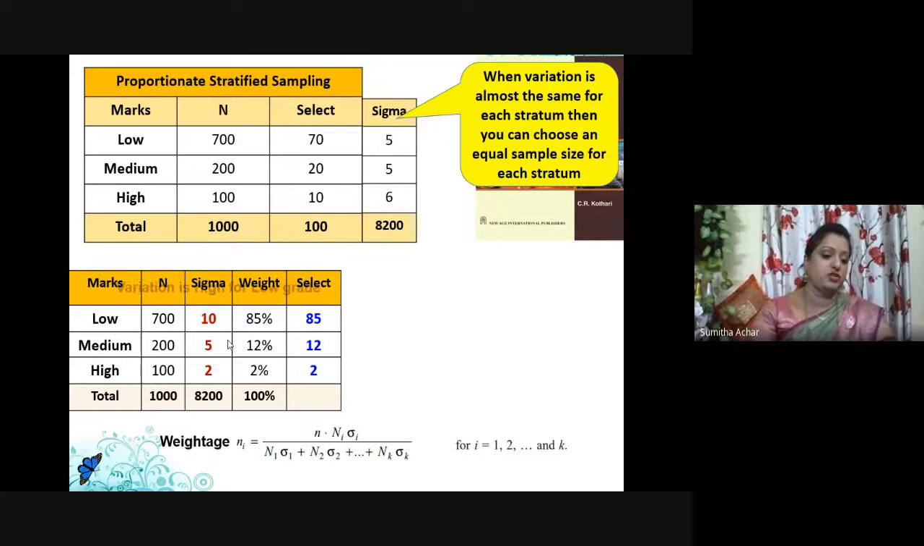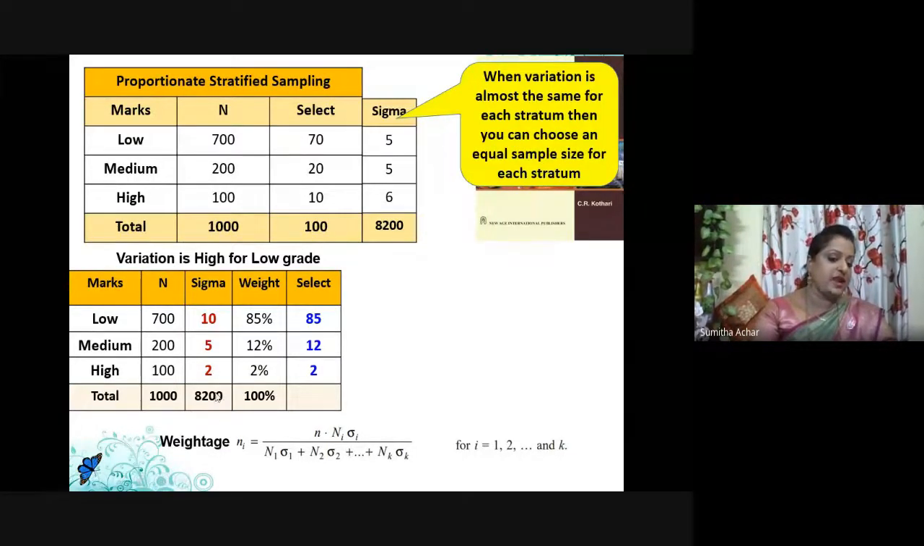So what you're supposed to do is find the weight. Now, how did you find the weight here? Firstly, I multiplied 700 with 10. You can take a screenshot of this and analyze it in detail later on. 200 into 5, 100 into 2. So the total sum will be 8,200. So 700 divided by 8,200, multiplied by 100, you get 85%. So this is a weight. 85% means out of 100, it will be 85 samples.